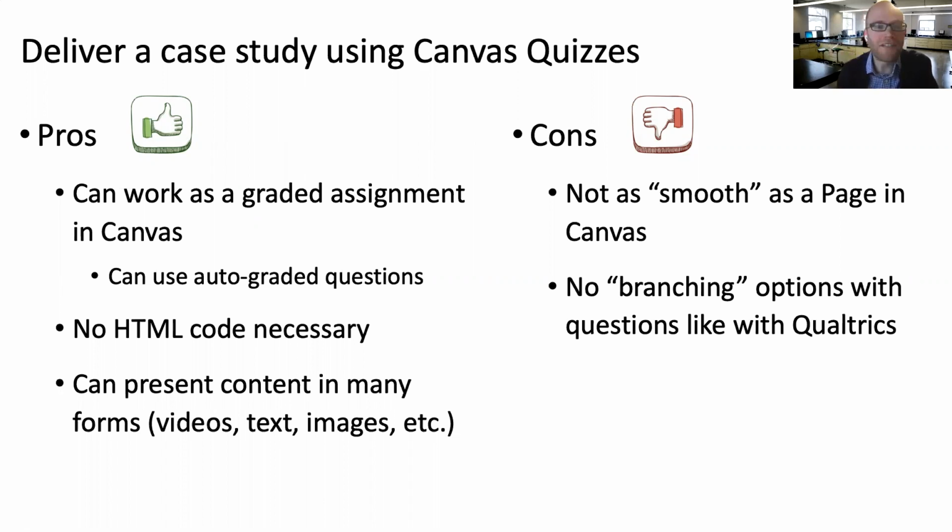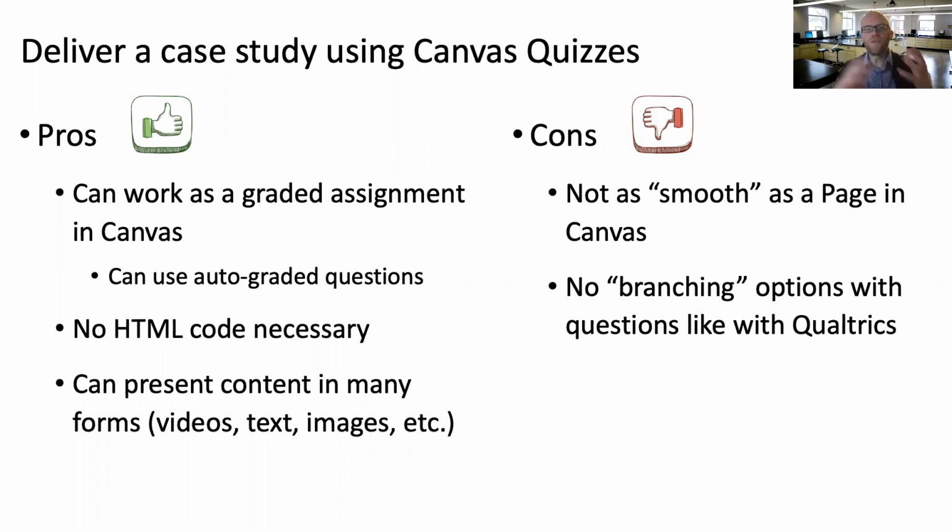And Canvas does allow you to put basically anything into those questions: videos, other types of media, images. So even though it's a question, it's really just like a page with what you can add into there. Now it doesn't run as smoothly as a page because it's broken up by all these separate questions. The creation is a little bit different because I'm having to create new questions every time I want there to be a break, right?